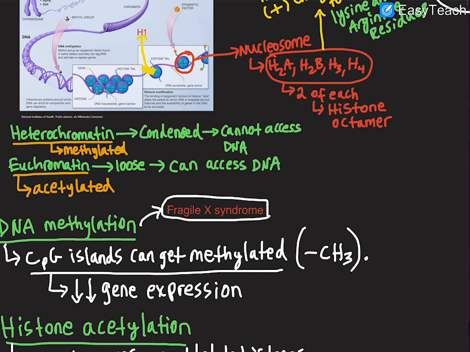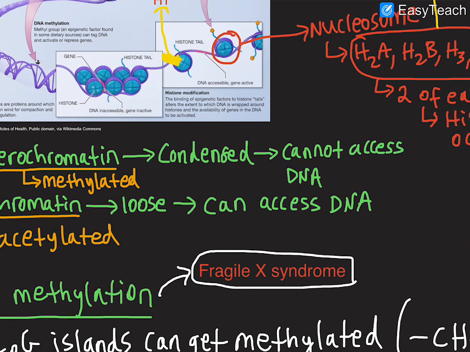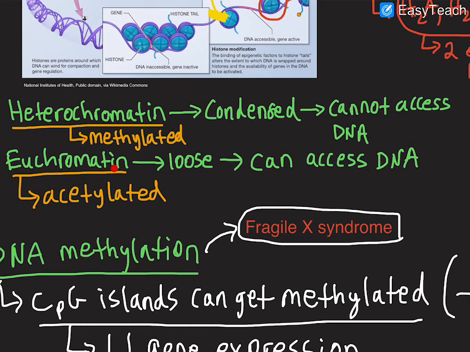So for example, if we zoom in here and look right here, notice how the histone and DNA are tightly interacting with one another. That's because this DNA is heterochromatin. You can't access it because of the tight interaction between the histone and the DNA. So you're not going to really express that gene. However, if we take euchromatin, that's loose, okay? That's a loose connection between the DNA and the histones. That means you can access the DNA.